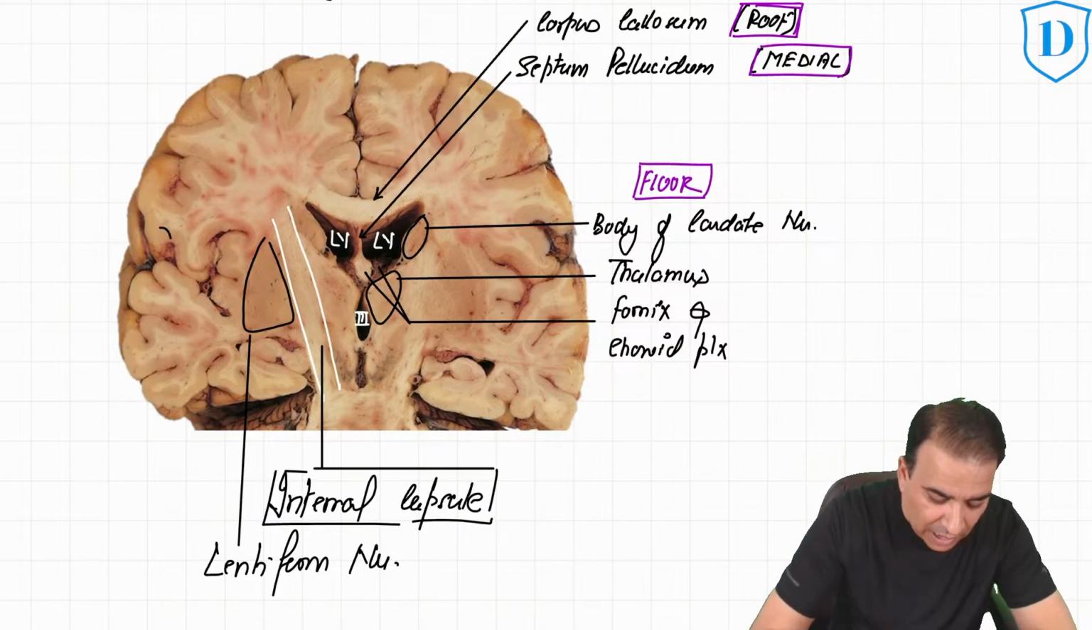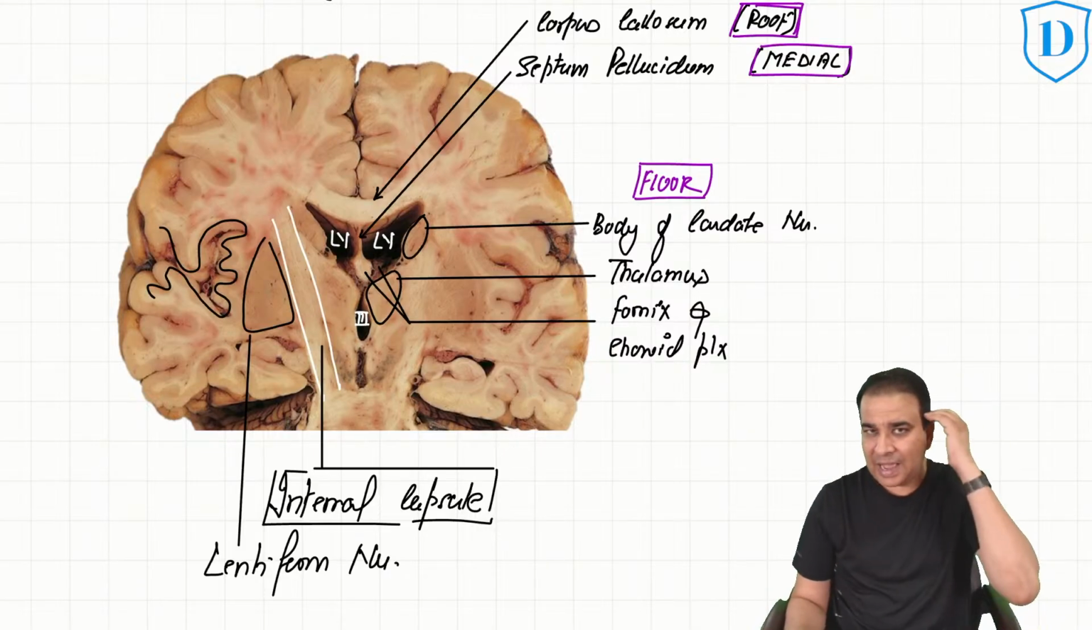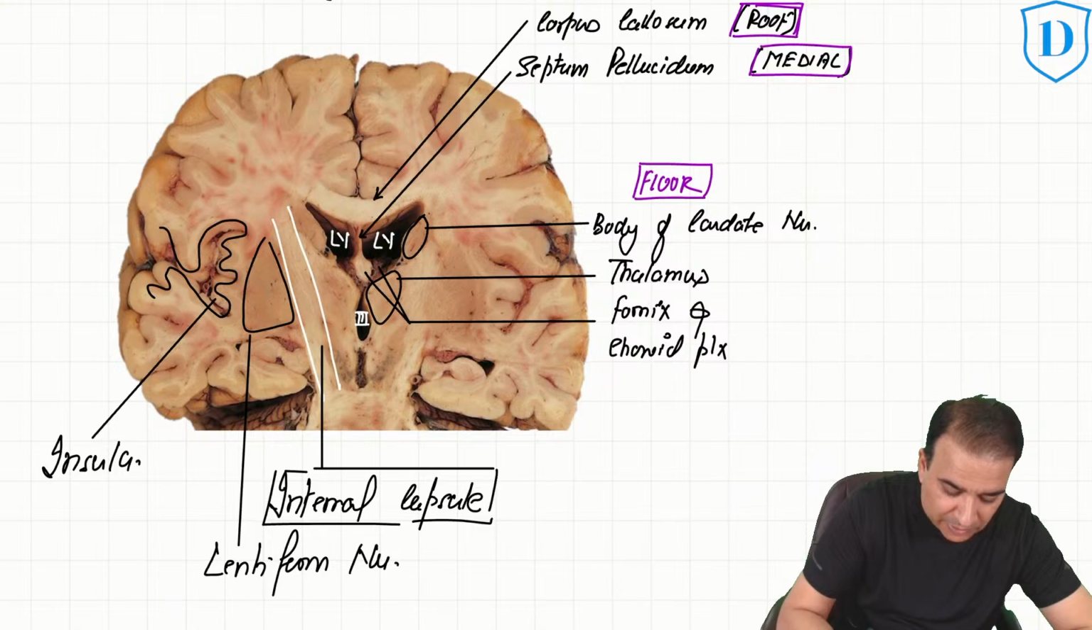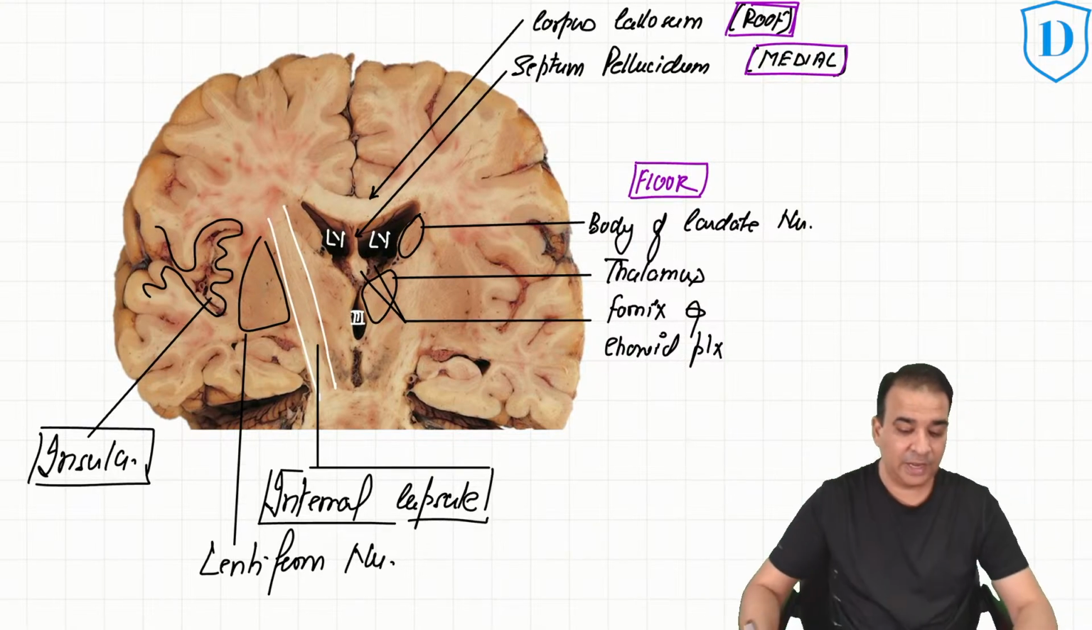And finally guys, outside the lentiform nucleus, look at this area of the brain which is hidden. It is not visible from the outside. It is hiding inside the lateral sulcus. This is called the insula. Insula or insular cortex. It is a hidden area of the brain, right?